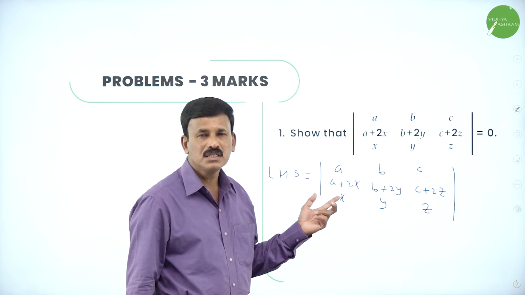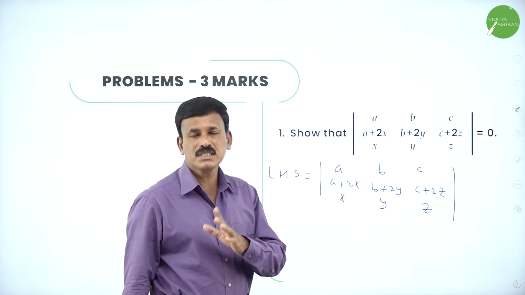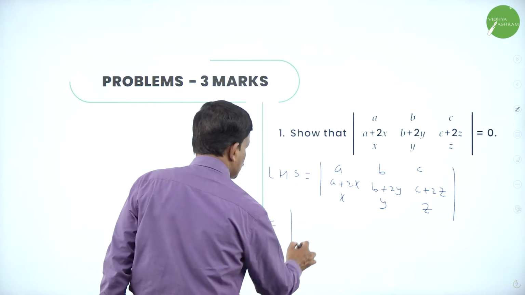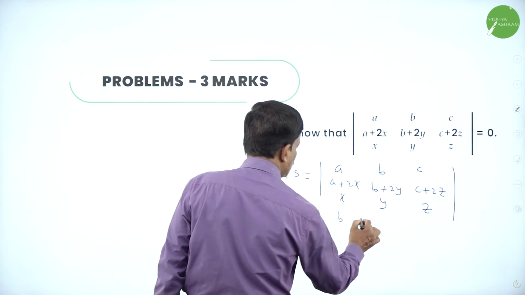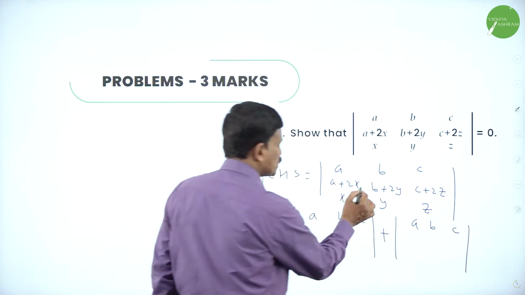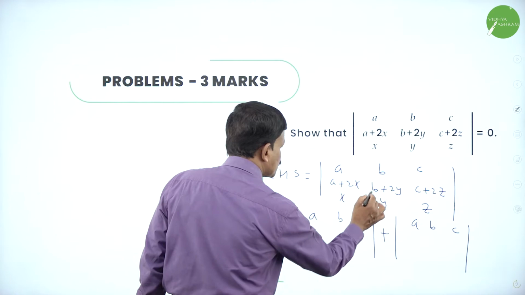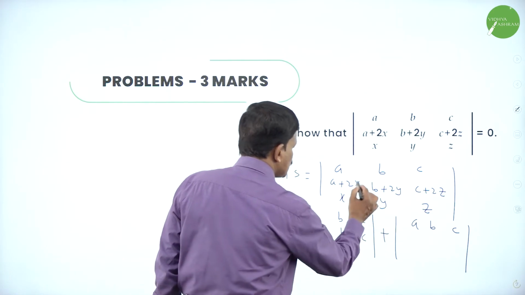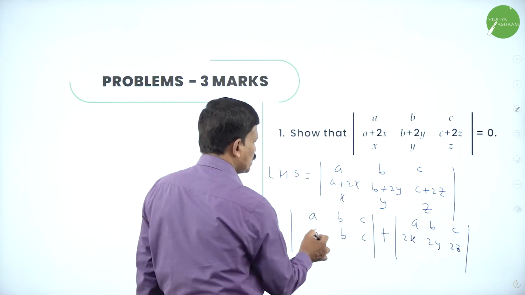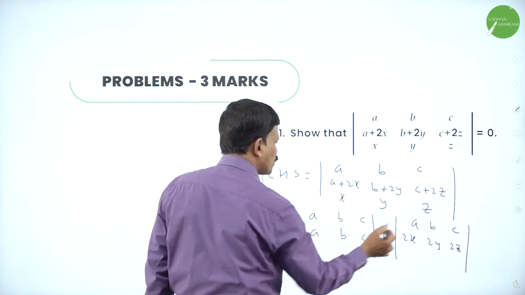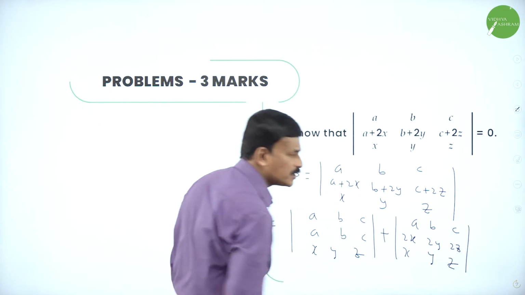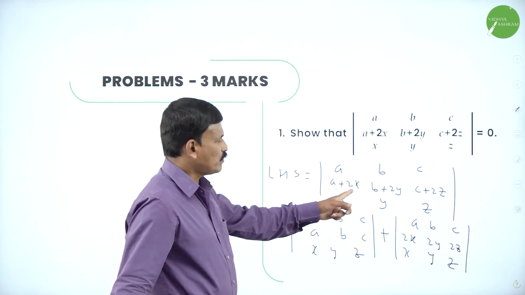According to the previous property, if any row or column contains the sum of two elements, then it can be expressed as the sum of two individual determinants. So this can be written as: take the first row A, B, C. Here also the first row A, B, C. Now the second row, split this as A, B, C for the first, and second elements 2x, 2y and 2z. So I have split here A, B, C, 2x, 2y, 2z for the second determinant. Remaining are the same, x, y, z, x, y, z.